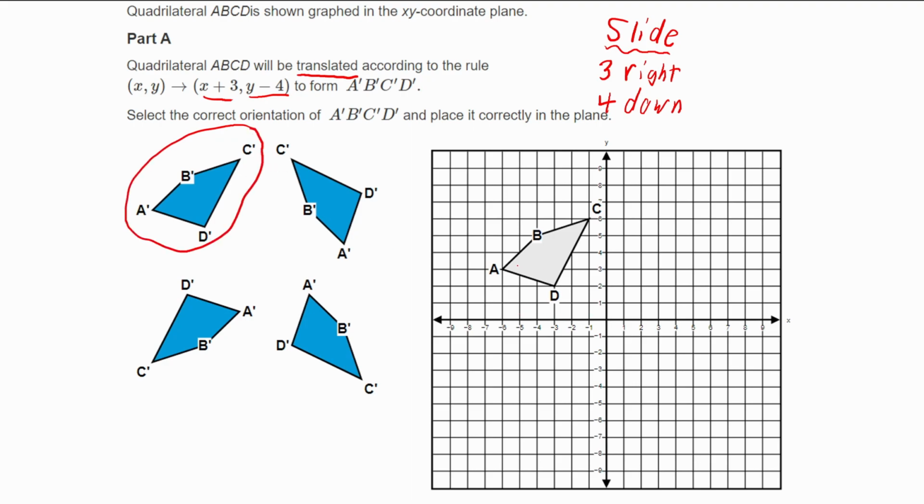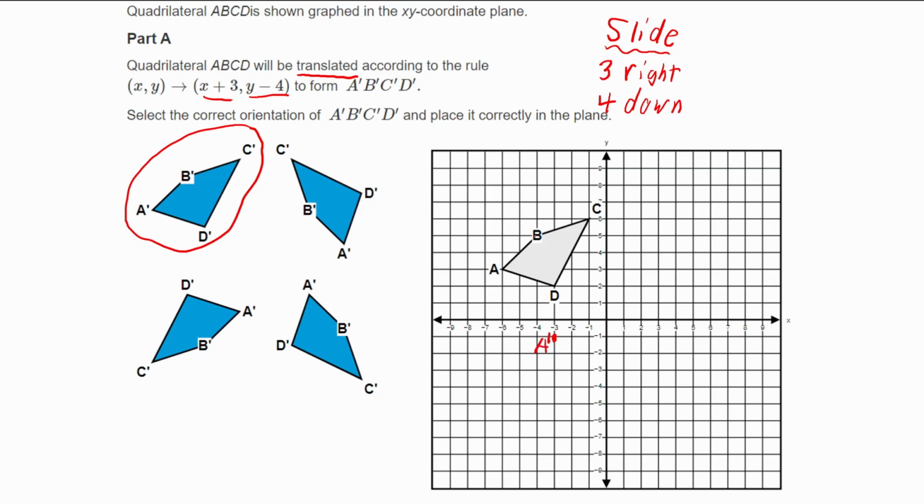Now, when we do this on our plane, what we could do is just count. We already converted our rules into words that we know. 3 right. So we're going to start with A, go 1, 2, 3 right. And then we're going to go 4 down. 1, 2, 3, 4 down. You can see my little red dot is floating everywhere here. Right? Let me just double check that. 1, 2, 3, 4 down. Yeah, perfect. And that is going to be A prime, right?